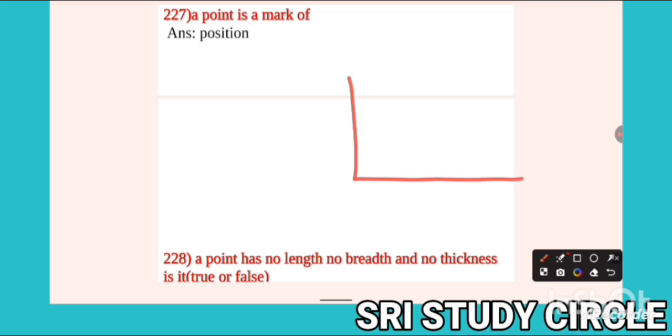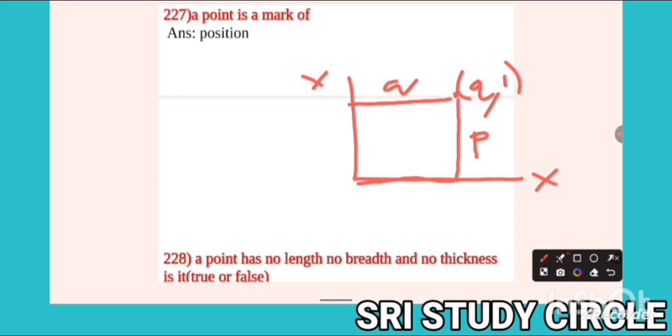Suppose x-axis, y-axis, point object here. The distance from the x-axis, the distance from the y-axis. Suppose this one P, this Q. Here, this is known as position of an object.